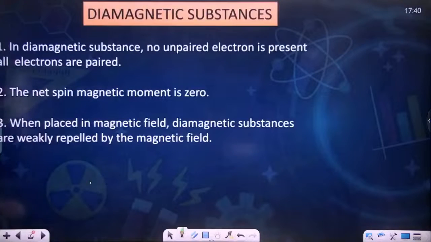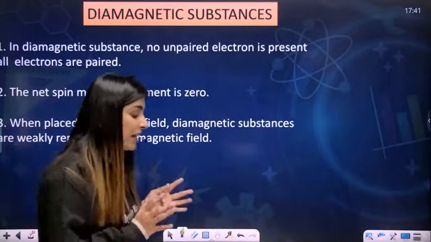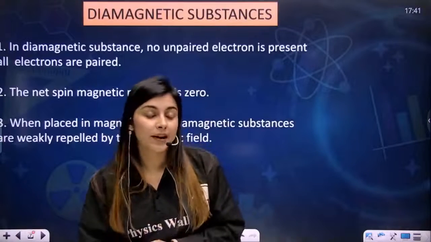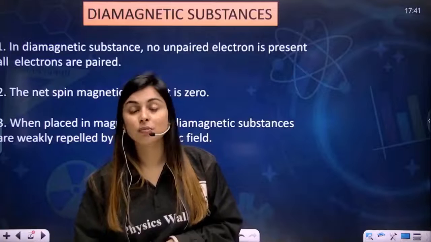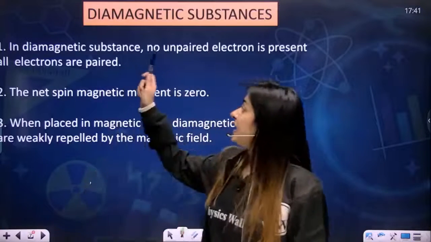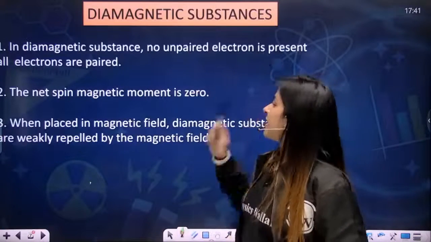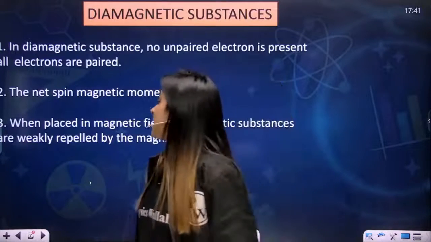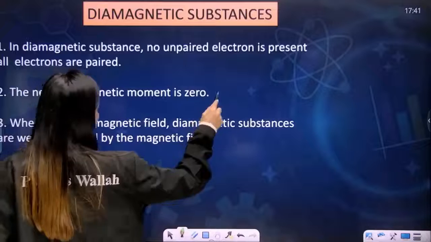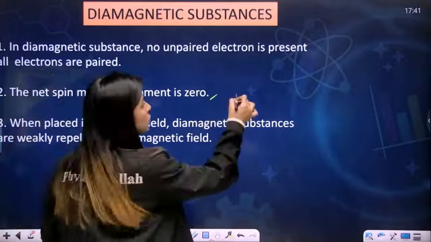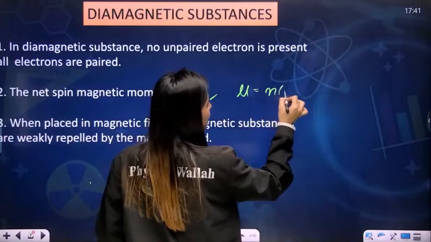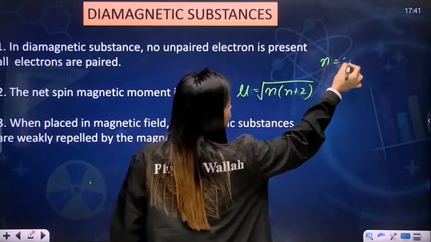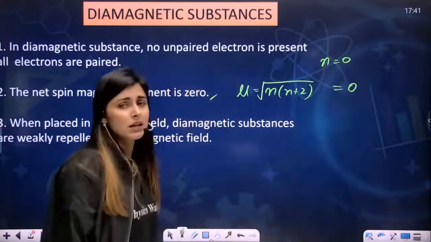The first is your diamagnetic substances. Diamagnetic substances are those substances where all the electrons are paired. There is no unpaired electron present. Okay. So, in diamagnetic substances, no unpaired electron is present. All the electrons are paired. Okay, next, the net spin magnetic moment comes out to be 0. Why? Because you know that this is equal to root of n into (n plus 2), and since there is no unpaired electron, n is 0, so the value comes out to be 0.